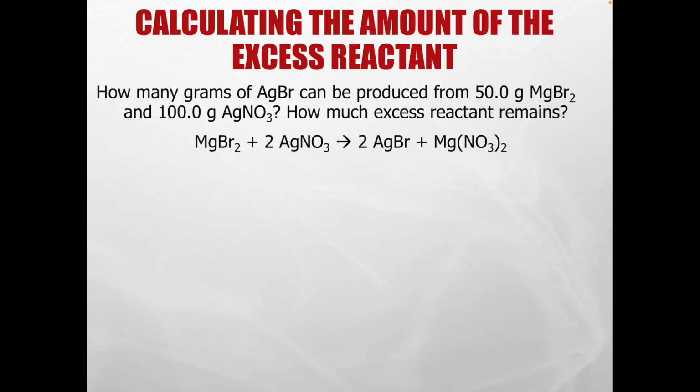So this says how many grams of silver bromide can be produced from 50 grams of magnesium bromide and 100 grams of silver nitrate. That's essentially what we've already been doing. This is the amount, right? That's one of our starting materials, magnesium bromide, and 100 grams of silver nitrate is our other reagent, right? So those are 2 different amounts of reactants, and I want to know how much product we can make. That's what we've been doing already.